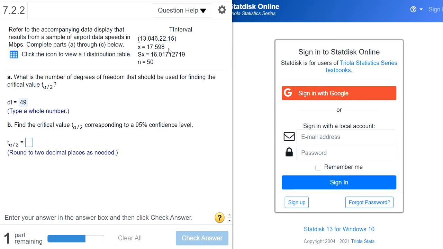We conduct some sort of test involving the student's t distribution. The degrees of freedom is just n minus 1, so 50 minus 1 gives us 49.